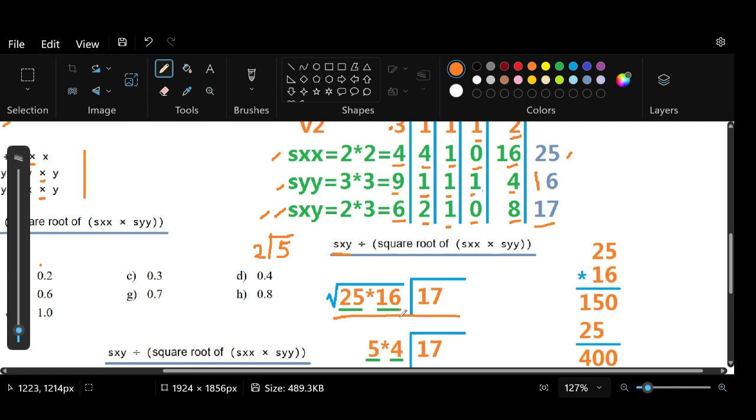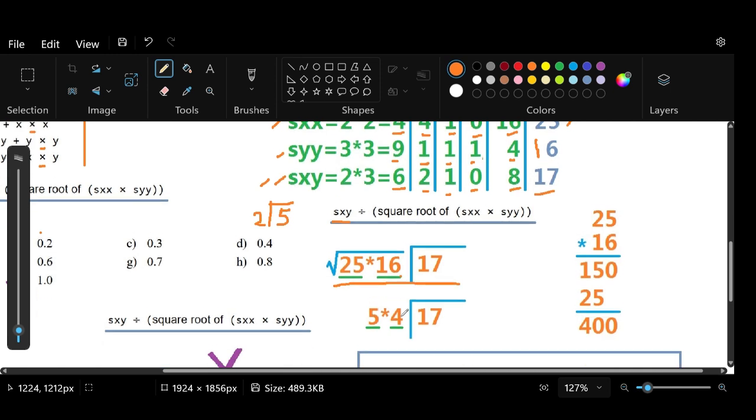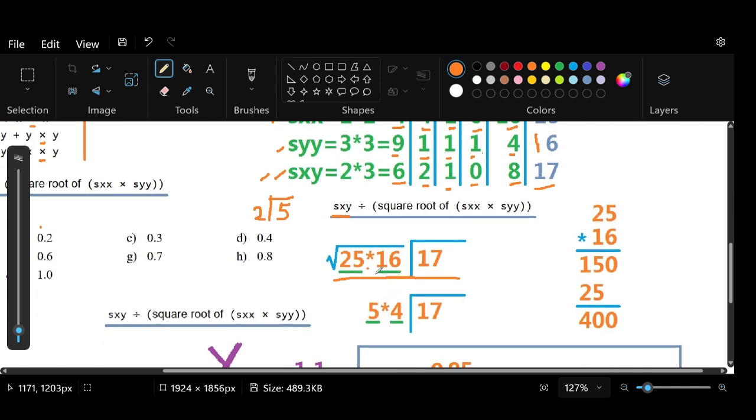times 16. And I think that at the time, I was also wondering if I can just do a 5 times 4 here. And then, why do I get 5 times 4? Because 25, square root of 25 is 5, right? Why do we get 5 when we take the square root of 25? Because 5 times 5 is 25.